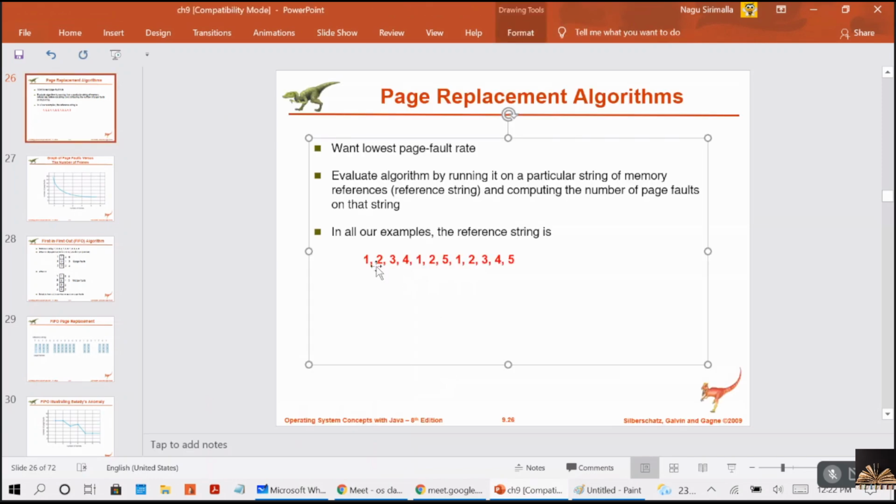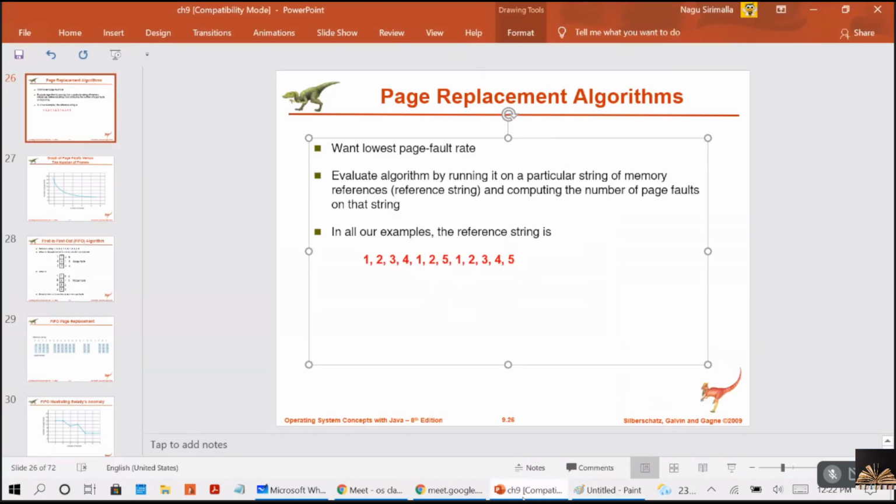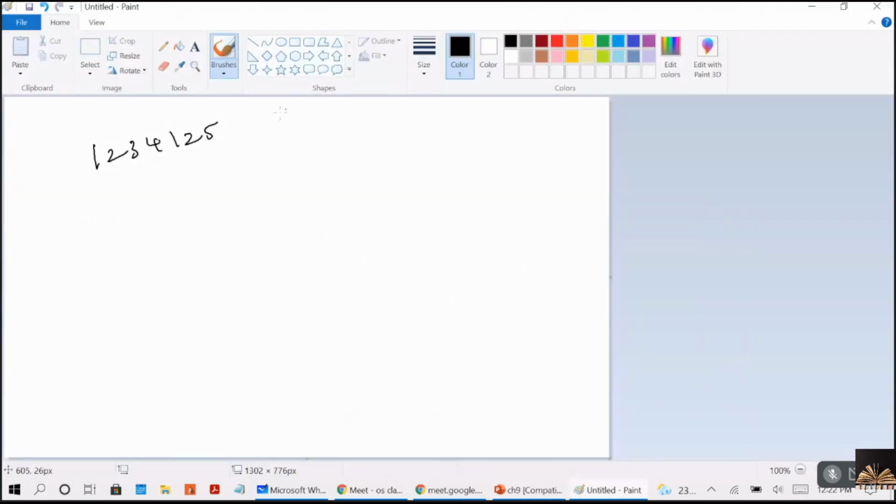Guys, please note down this sequence: 1, 2, 3, 4, 1, 2, 5, then 1, 2, 3, 4, 5. So here, let us take the frame size as 3. Main memory size with 3 means it can accommodate 3 pages, because the frame size is equal to 3.